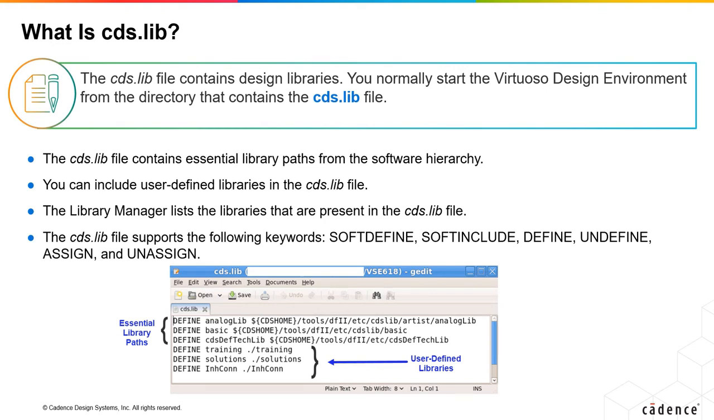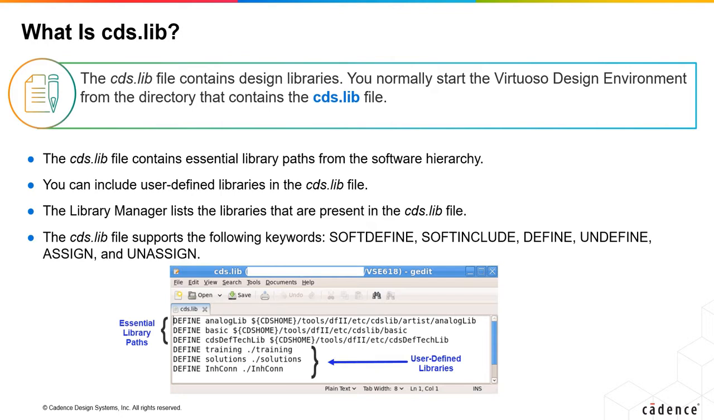The .cdslib or the Cadence library setup file is one of the most important startup files for the Virtuoso environment. You can start the Virtuoso tool from the directory that contains this file. Also, the library manager, which is the tool that allows you to access your design libraries and associated cell views, is populated by the contents of this file.